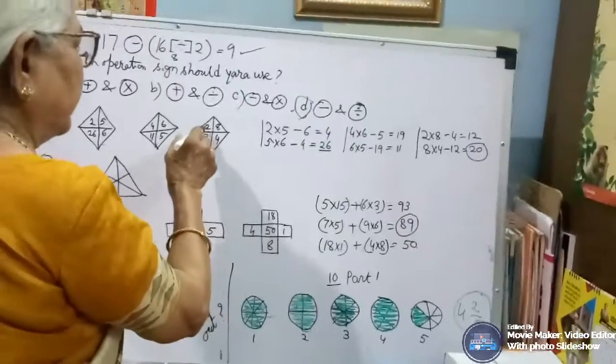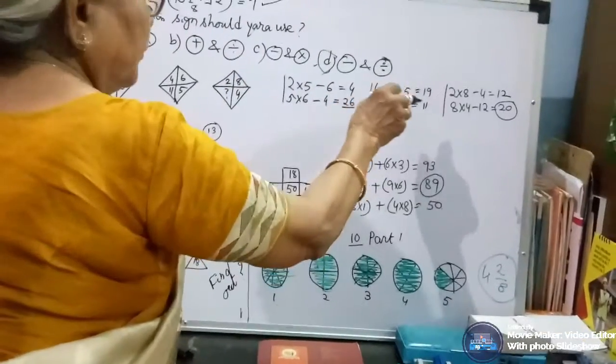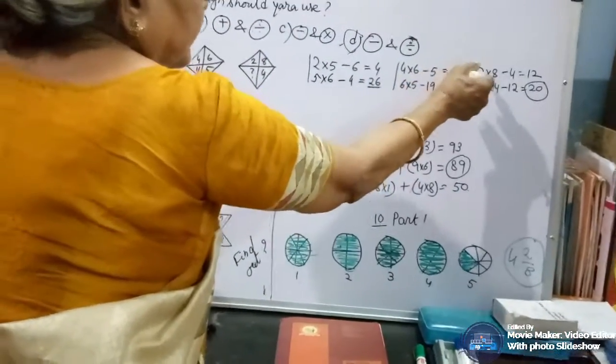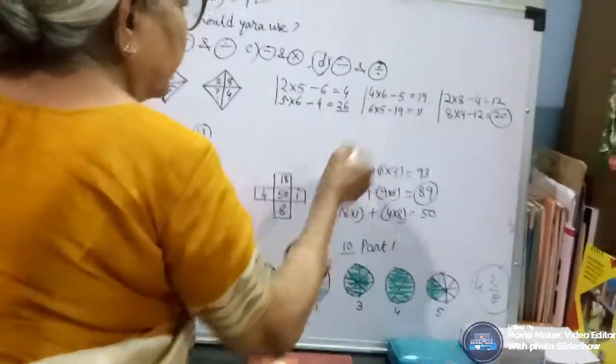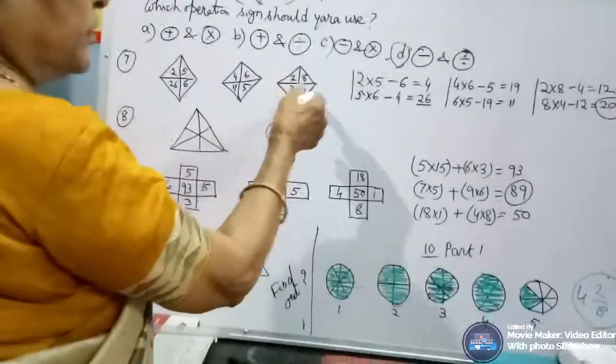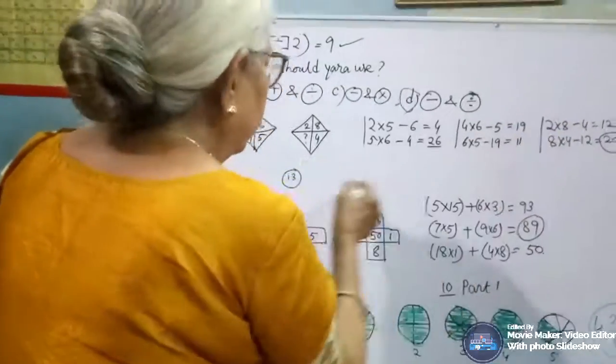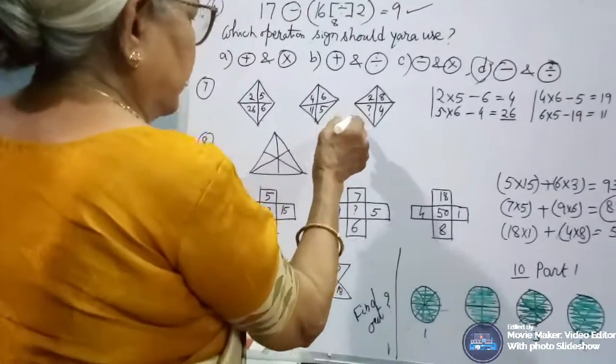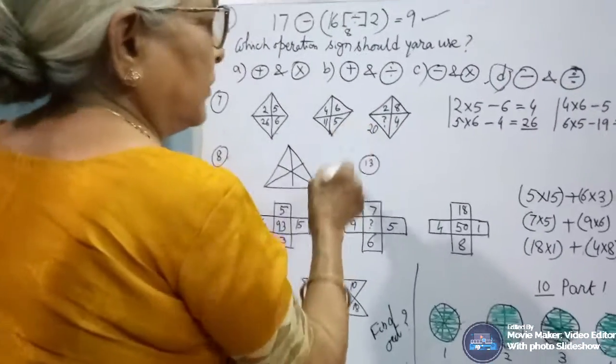In the same way, 2 into 8 is equal to 16 minus 4 is 12. Now 8 4s are 32. Minus 12 is 20. So this number will be 20, is the answer.